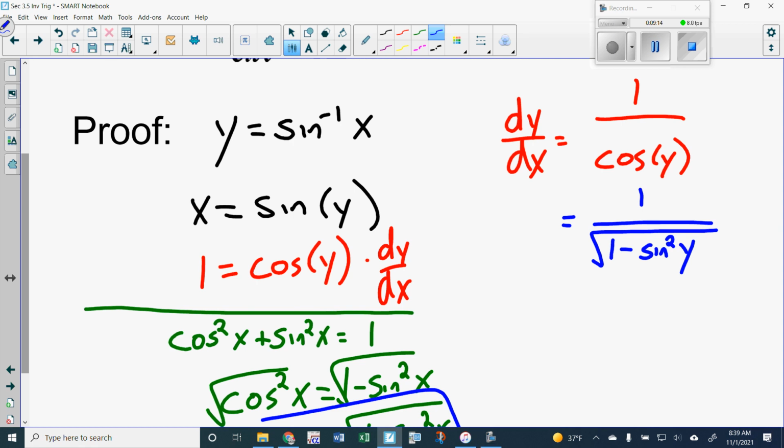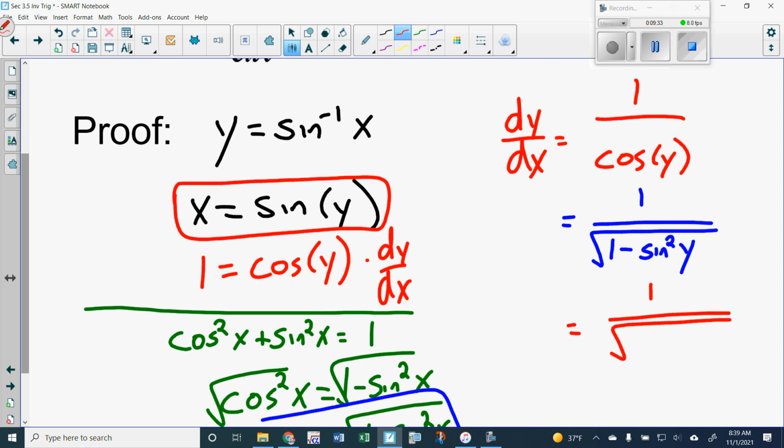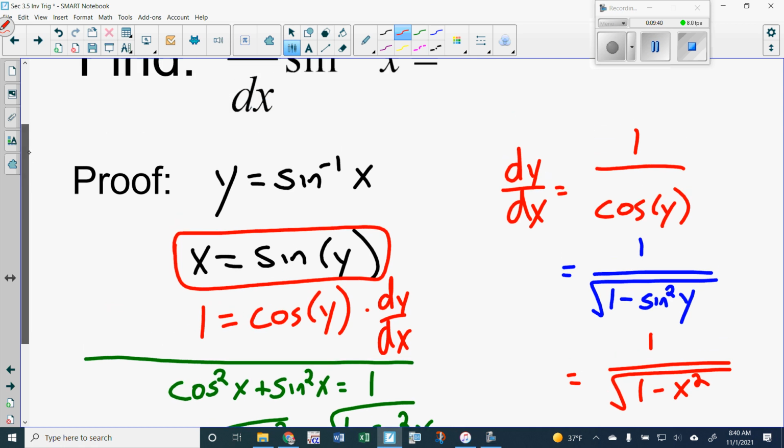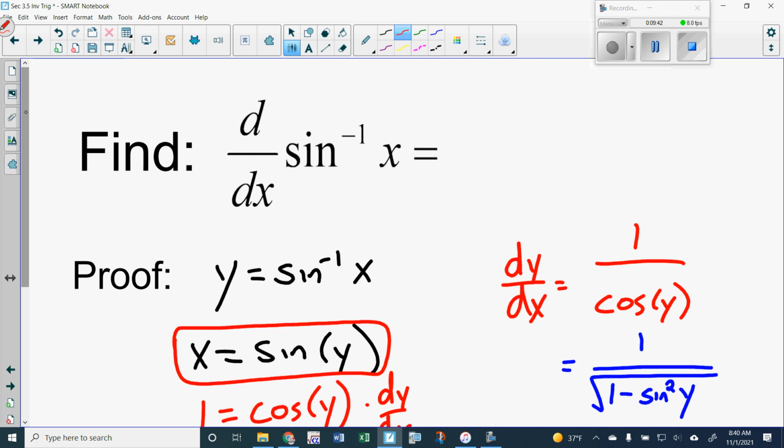Now, we're getting there. What is sine of y? What is the sine of y? X. So this is equal to 1 over the square root of 1 minus x squared. There is our derivative of inverse sine: 1 over square root of 1 minus x squared.